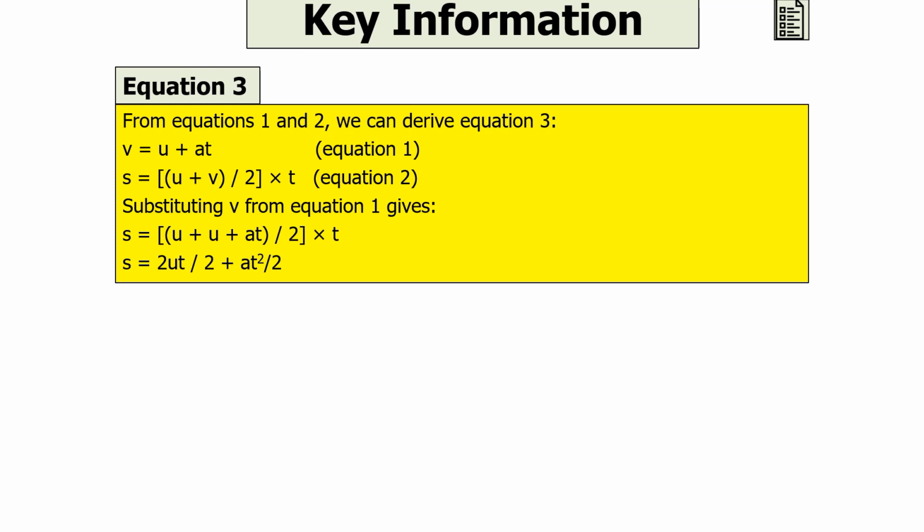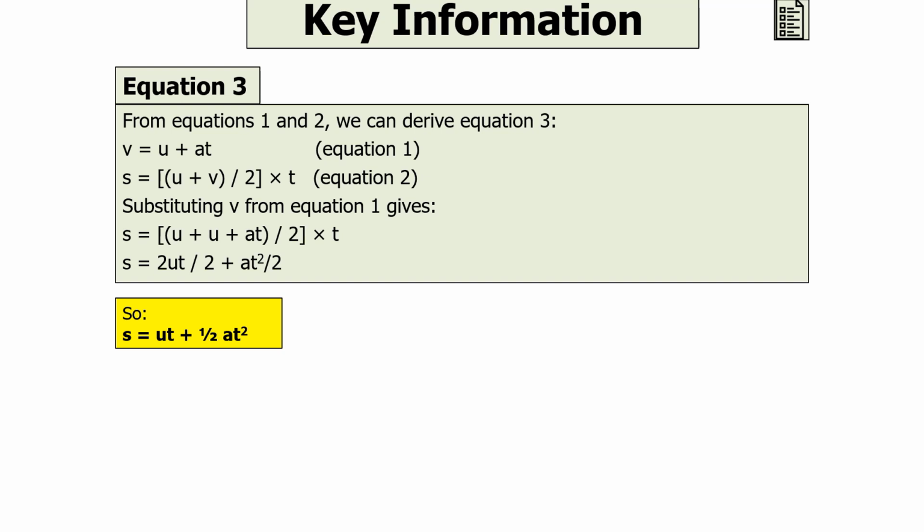Now from equations 1 and 2 we can derive equation 3. If we say v equals u plus at and s equals u plus v divided by 2 times t, we can substitute v from equation 1 into equation 2 to give us s equals 2u plus at over 2 times t. So s equals 2ut over 2 plus at squared over 2. We can therefore simplify that to give our third equation, which is s equals ut plus a half at squared.